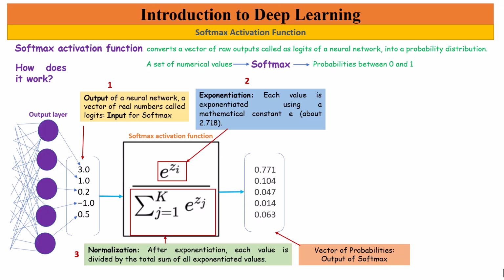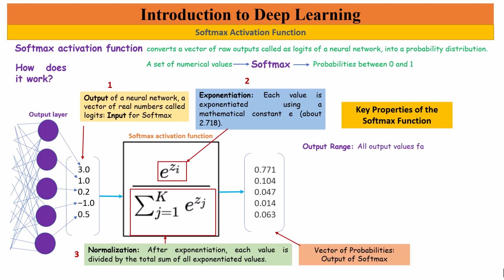If we talk about properties of Softmax, it has 3 key properties. Softmax ensures that all output values fall between 0 and 1, making them valid probabilities. As you can see here in this vector, all values are between 0 and 1. The outputs from Softmax always add up to 1, which is essential for interpreting them as a probability distribution across classes. You can verify that the output of the Softmax function sums up to 1, confirming it represents a valid probability distribution.